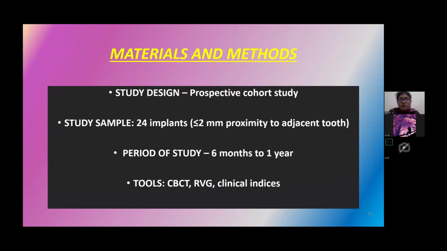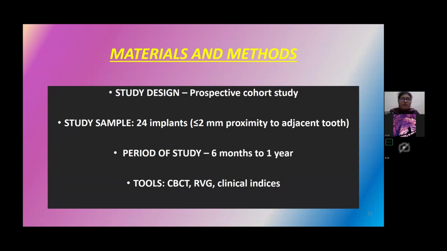And in order to fulfill the objectives, a methodology was formulated with a study design of a prospective cohort study with a study sample of 24 implants with less than or equal to 2 mm proximity to the adjacent tooth. The period of study was set to 6 months to 1 year, and the tools used for evaluation were CBCT, RVG, and clinical indices.